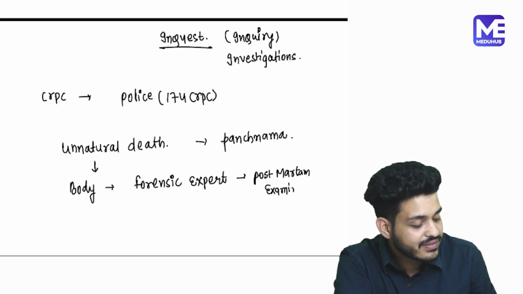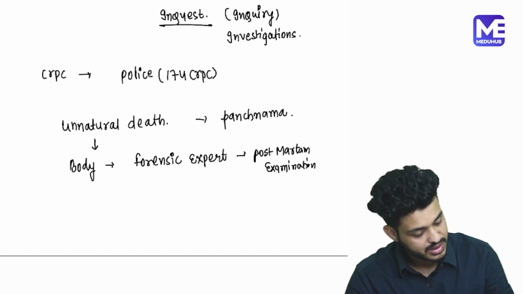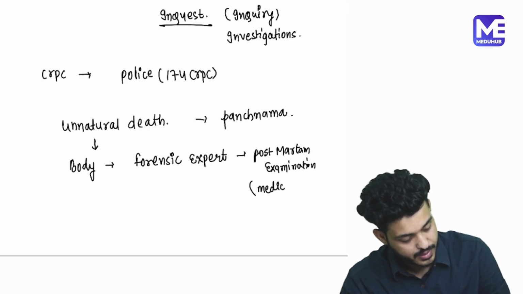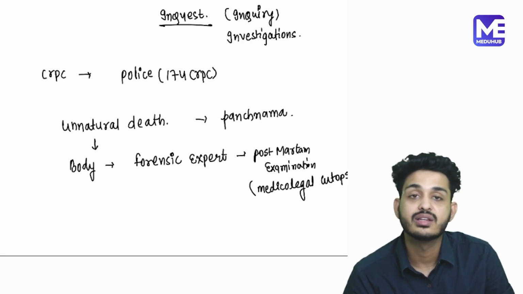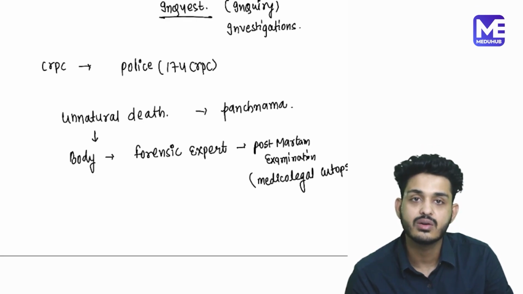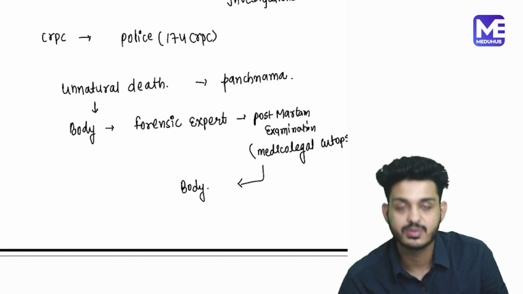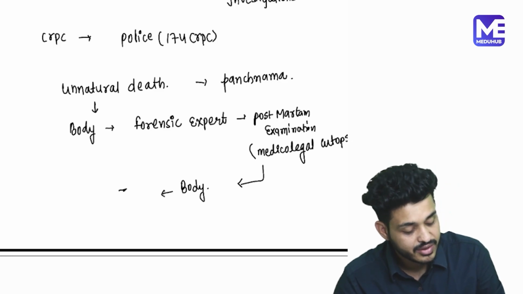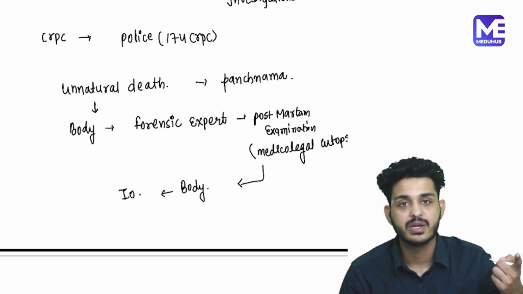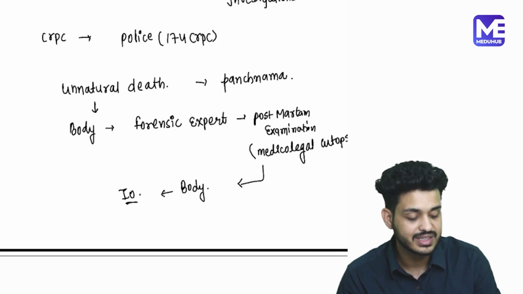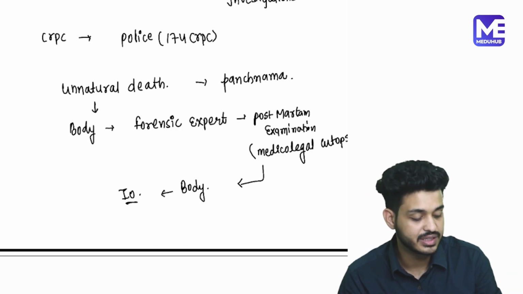and that forensic expert will do the postmortem examination, and he will identify the cause and all the things which are required. This is known as the medico-legal autopsy. I'm going to tell you other kinds of autopsy as well. Now after postmortem examination, this body will again be given to the investigating officer, IO. We cannot give the body to the family. Even if you are working in a PHC, you need to give the body back to the investigating officer.